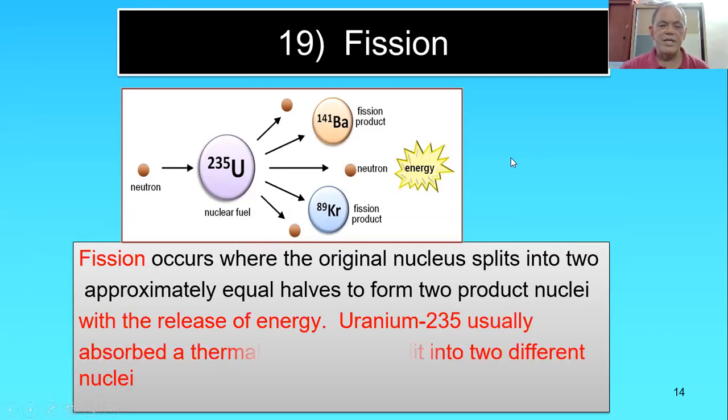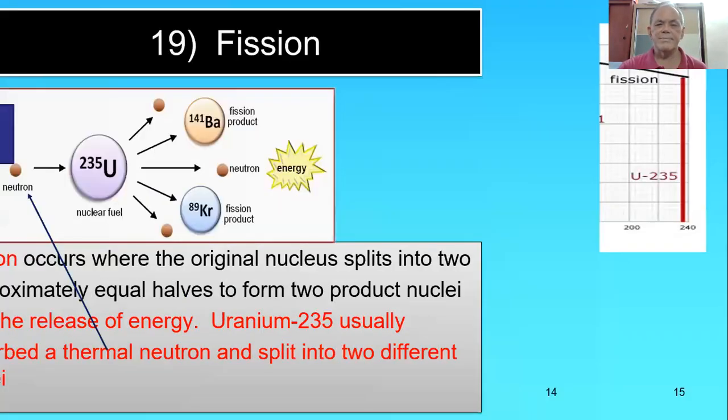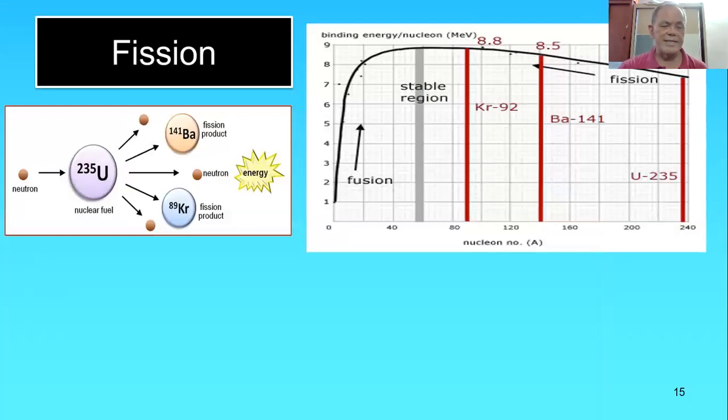Uranium-235 usually absorbs a thermal neutron, not a fast one. A fast one will just go inside and then no reaction will take place. Thermal means a slow one. And then it splits into 2 nuclei. Now you can show it in your diagram there. Binding energy per nucleon against the nucleon number.